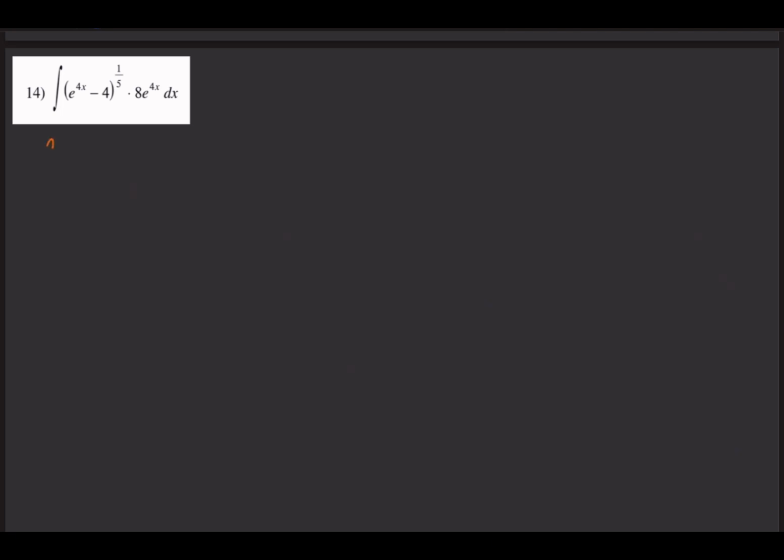Right, you have the integral of (e^(4x) minus 4)^(1/5) multiplied by 8e^(4x) dx. Wow, okay, now this is very heavy, but don't worry, you'll be able to solve it, trust me. Okay, now let us find what we can actually substitute with u, right?